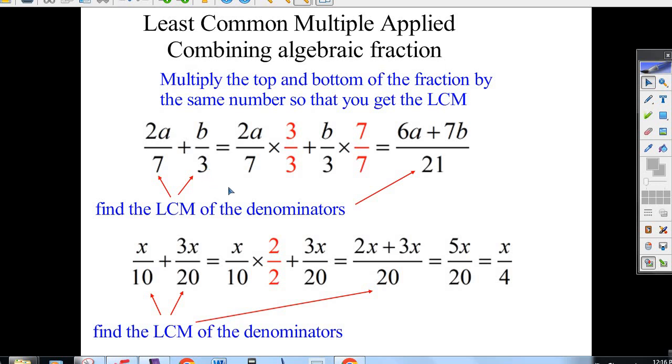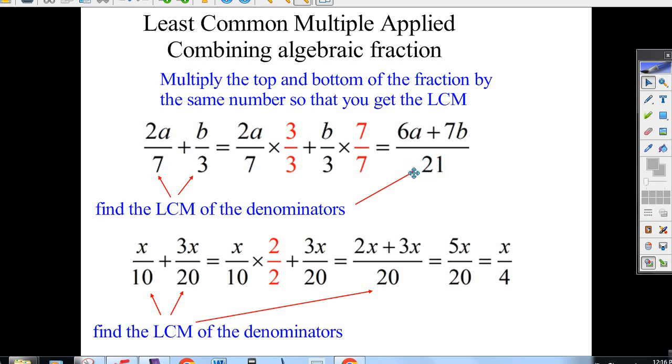How do we make this 21 happen? Well, we've got 7 here. We want it to be 21. We multiply the top and bottom by 3. 7 times 3 is 21. 2a times 3 is 6a. So there's the top. Look how I can write the common denominator now once.